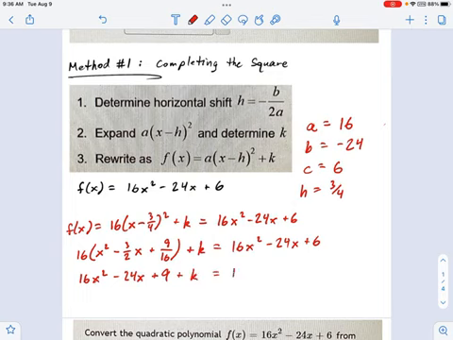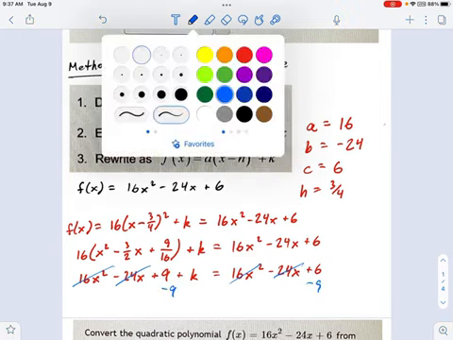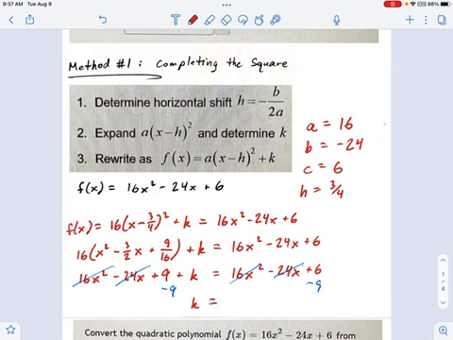Okay, so hopefully you're noticing there's a lot of things here that are going to cancel out. Well, let's just take a look. I've got a 16x squared on each side. I've got a negative 24x on each side. And all I get left is this little equation, 9 plus k equals 6. Well, you can subtract 9 from each side. Okay, we're going to do a little minus 9 action here. And what do we get? We get k equals negative 3.